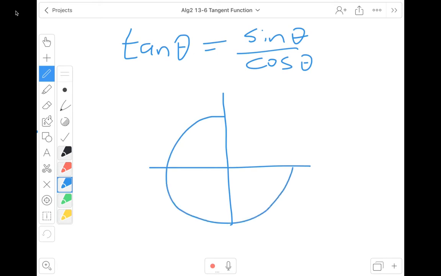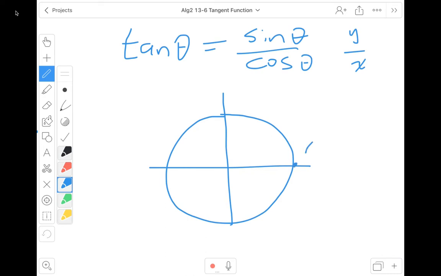Okay, so we know the values for sine and cosine. Again, sine is the y value, and cosine is the x value. So basically you can see that the tangent function is like slope. It's rise over run, y over x. If I wanted to put a delta in there, I get an idea of what it is, the change in y over the change in x. But let's take a look at it.